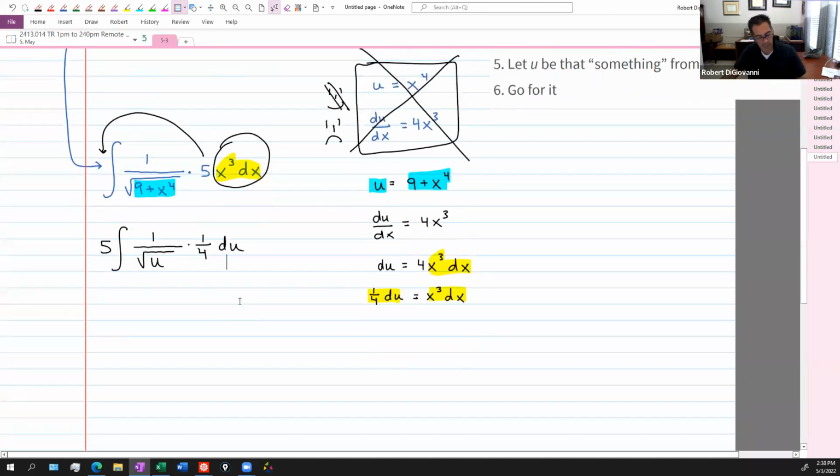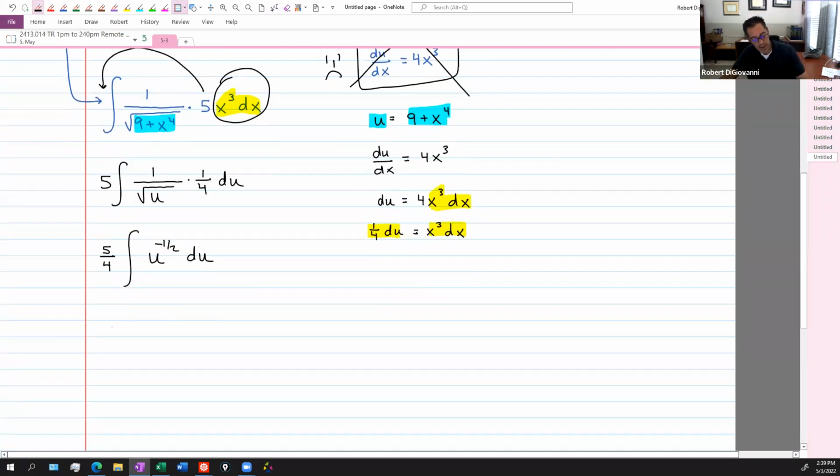I'm running out of time. I'm going to pull the 1/4 out, so it becomes 5/4 on the outside because that can just pop out. And then this is really u to the -1/2 du. Why am I writing it as u to the -1/2? Power rule, right? Now I can use the power rule. This is like x to the -1/2, but it's a u instead of an x.